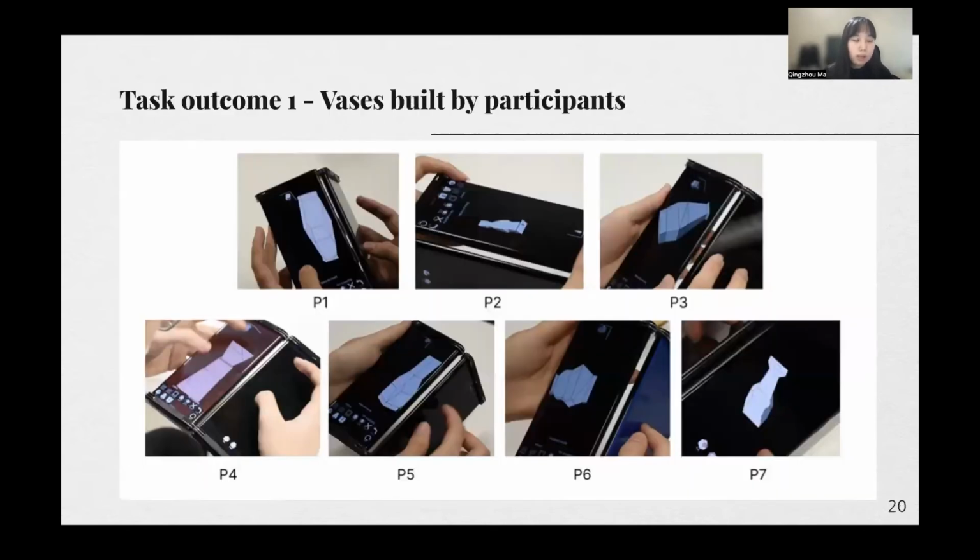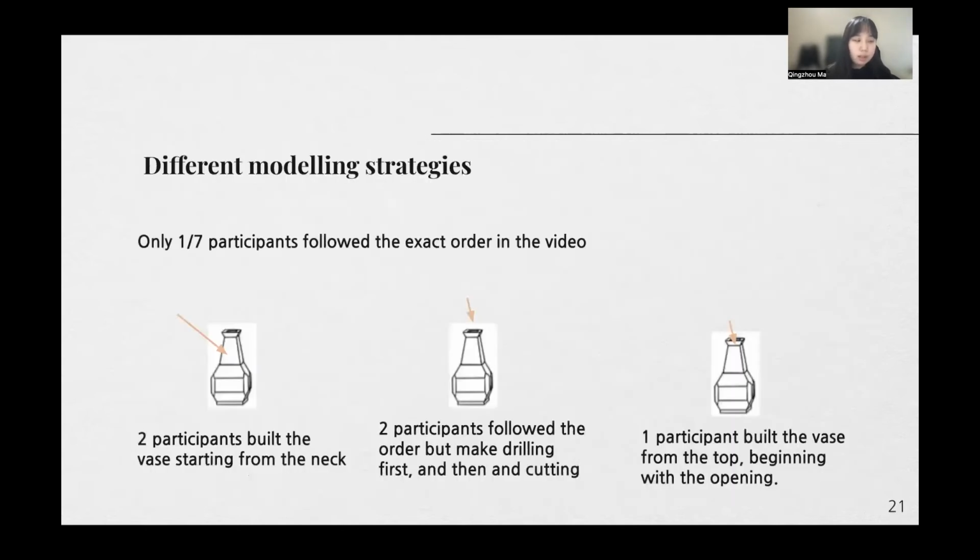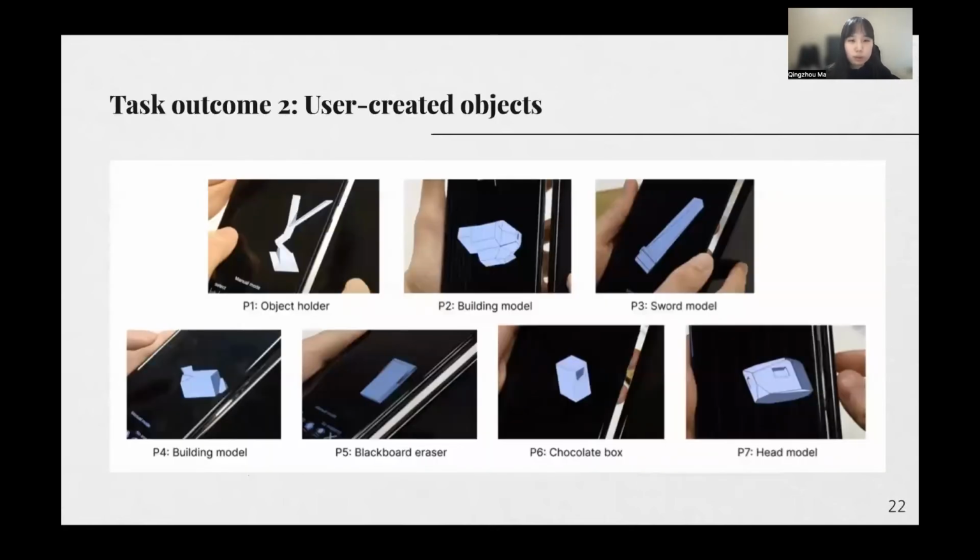So participants were able to learn from the demo video and build a similar vase. Although they appropriated the tool and came up with their own order of building it, some started from the middle, some did the drilling first. During free exploration, we can see with only quite basic functions provided in our system, participants were able to build a variety of objects, including a phone support, a human face, a sword, a building, etc.